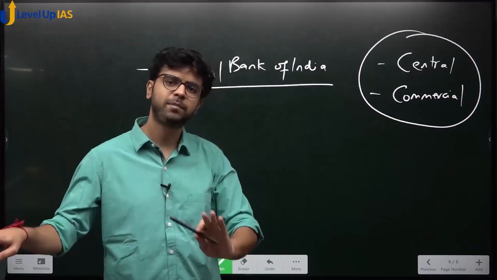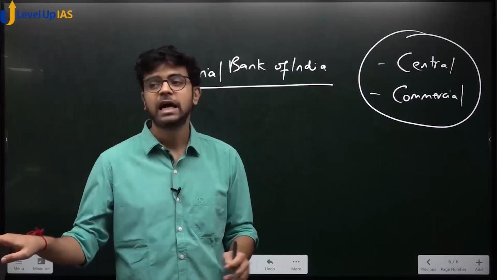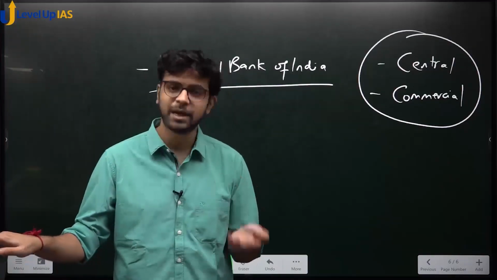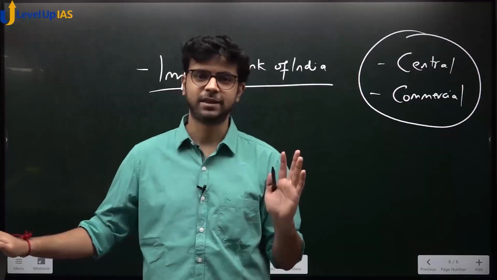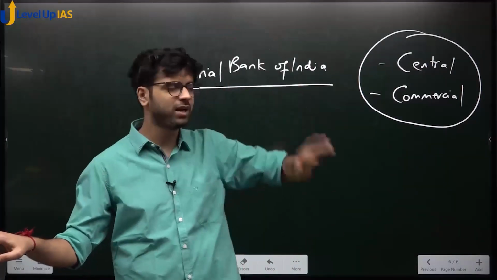See, any commercial bank you know of. Do you know of Axis Bank? Have you heard of ICICI Bank? Have you heard of HDFC Bank? Have you heard of State Bank of India? Have you heard of Punjab National Bank? All these are commercial banks. Be it government control, be it private control, later in the banking chapter we'll come into that.